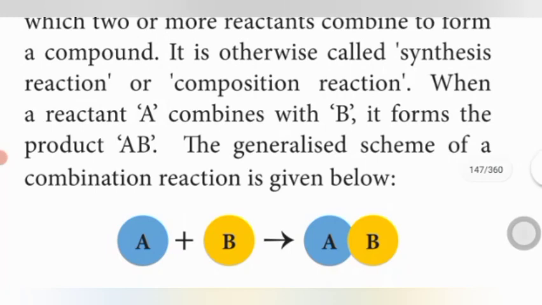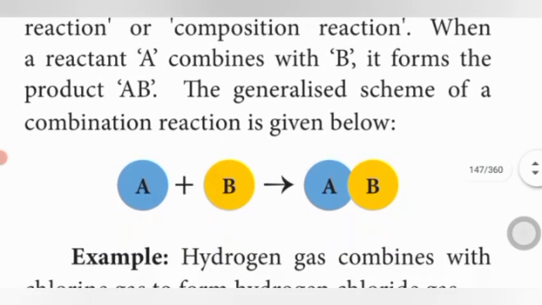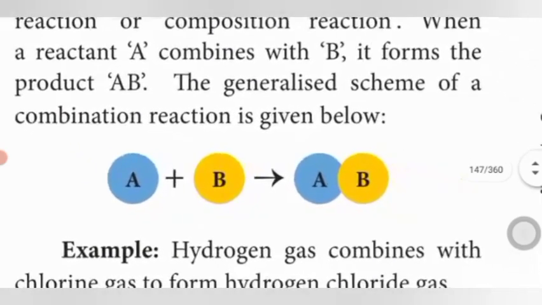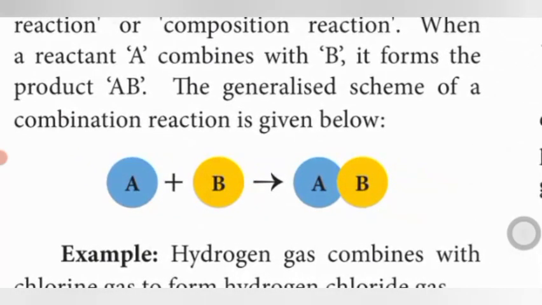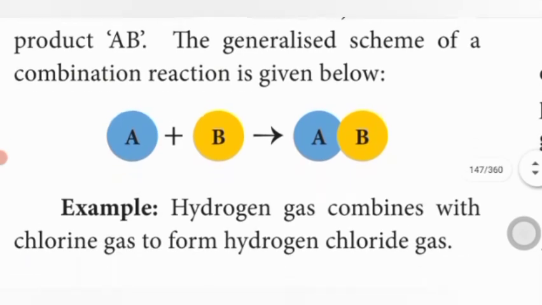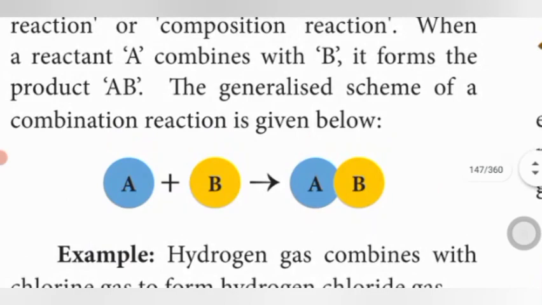When reactant A combines with reactant B to form product AB, A and B are the reactants, A plus B, and they give the product AB. Two or more reactants combine to form a product. What product? A single product. This is the general combination reaction.